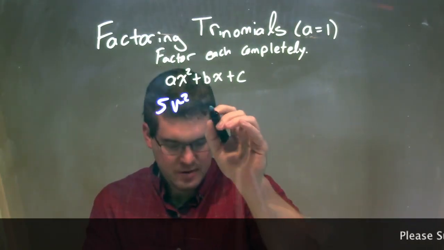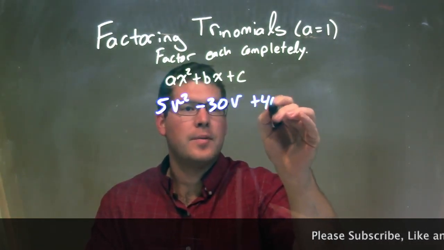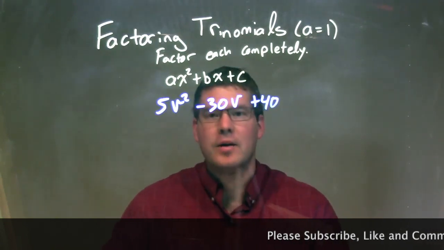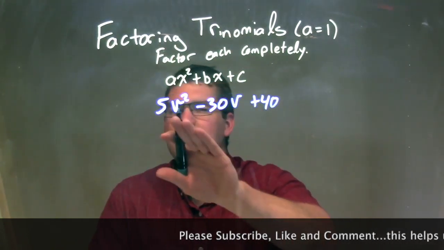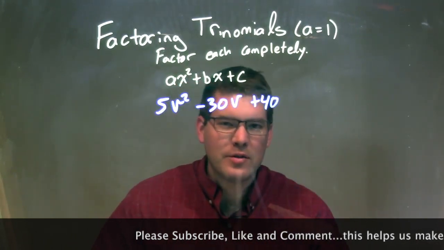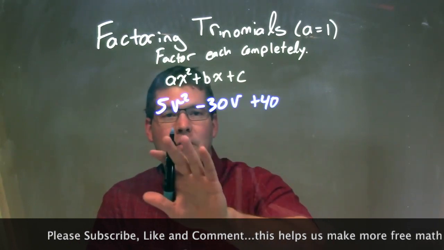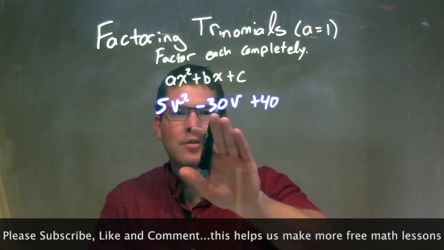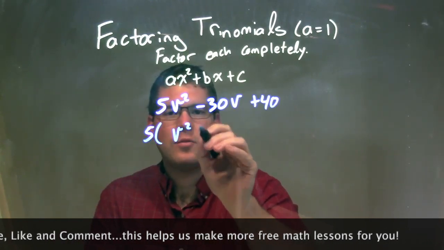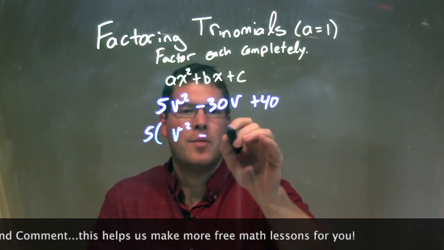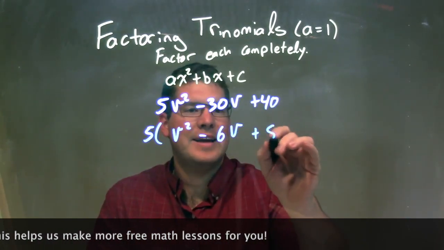5v squared minus 30v plus 40. Well, I see a 5 is in all parts. Since a 5 is in all parts, I can pull out a 5 from all parts, meaning 5 goes into 30 and 5 goes into 40. So if I pull out a 5, I'm left with a v squared, minus 30 divided by 5 is 6v, plus 5 goes into 40 8 times.